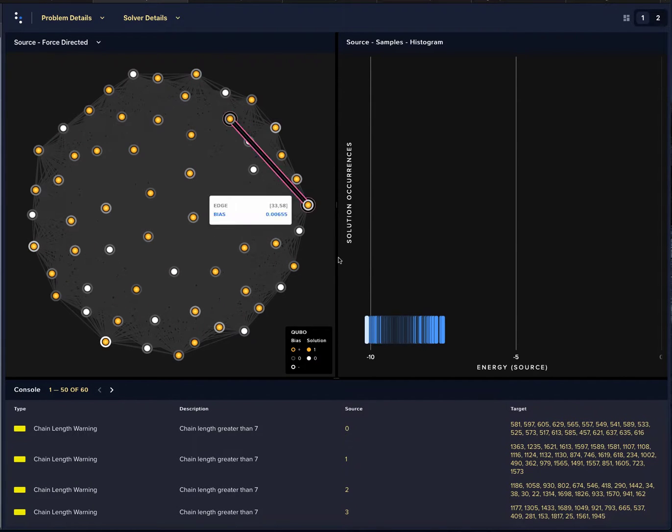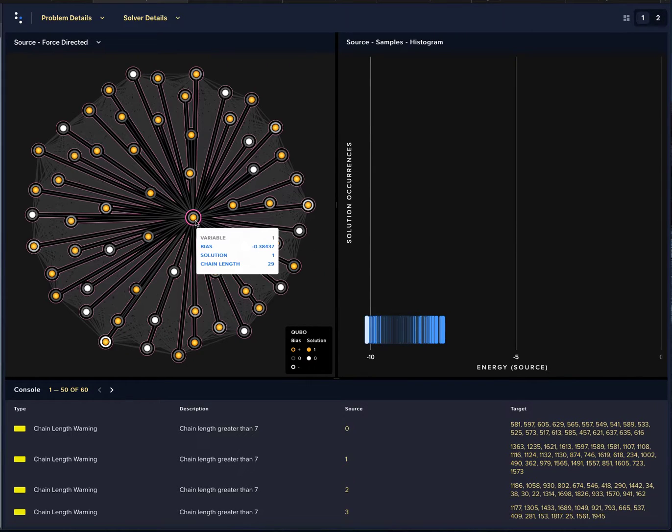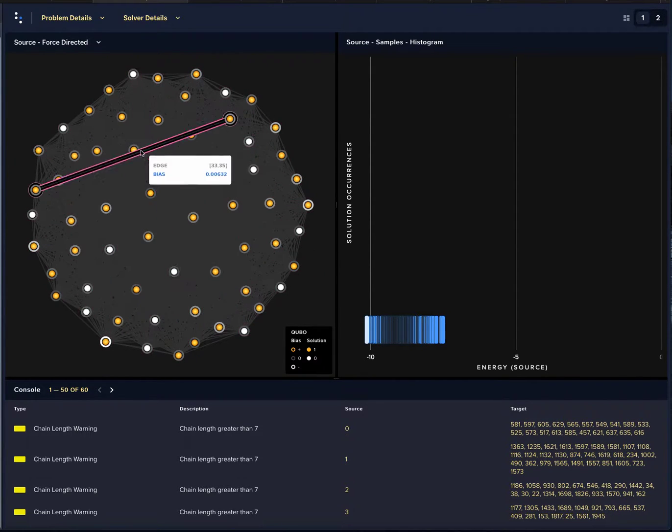Let's take a look at another problem. Wow, look at that energy. Negative 10.12. And really nothing bad. Negative 7.5. This is a terrific solution. And if I look, you see a lot of connectivity, a lot of stocks were picked.